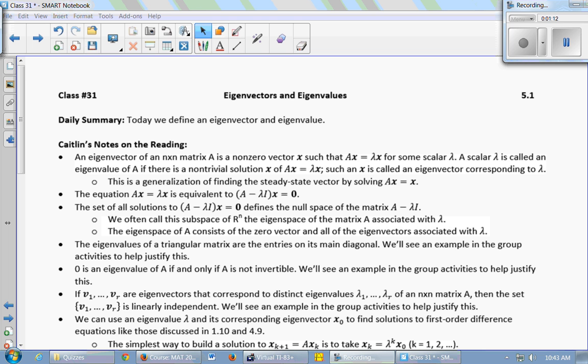Okay, so today we're going to define an eigenvector and an eigenvalue. I'm going to do a small thing to try to show you how it's going to apply, but we don't really have enough theory to fully apply it yet, but I'll try to give you a little preview so that you're not like, what is this?